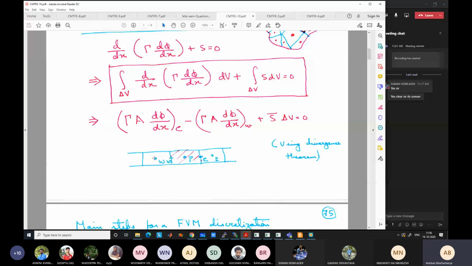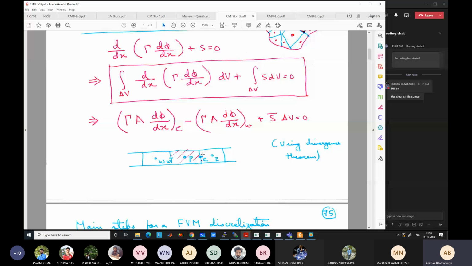So to find any flux at the interfaces, you have to assume some profile. Either you can assume that the temperature, or phi in this case, varies linearly between P and E, and you can calculate the values, or you can assume that they are just constant in each control volume, or you can assume a quadratic or cubic or some other profile. Otherwise, you cannot calculate. This point will be more clear with examples.